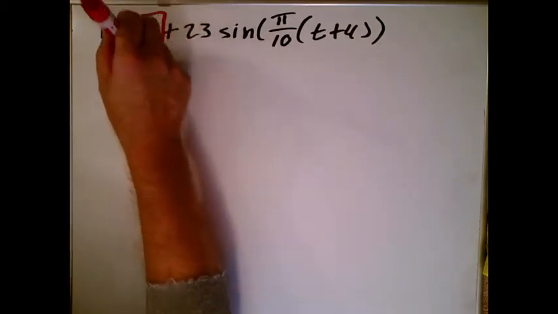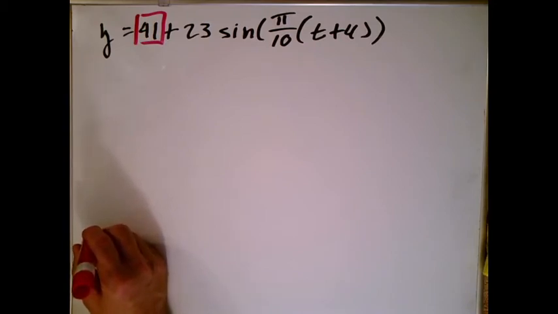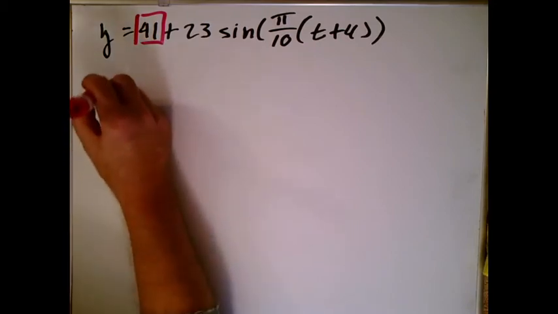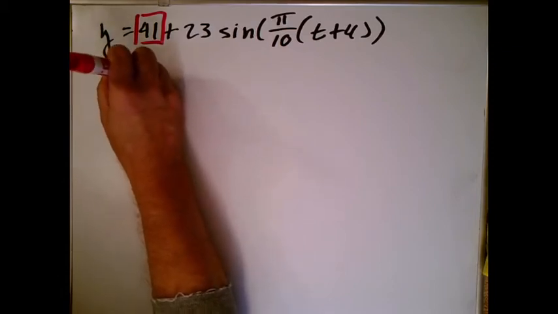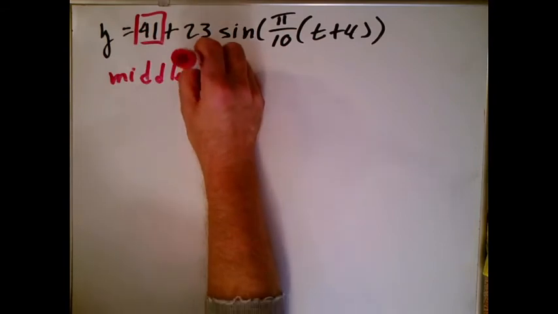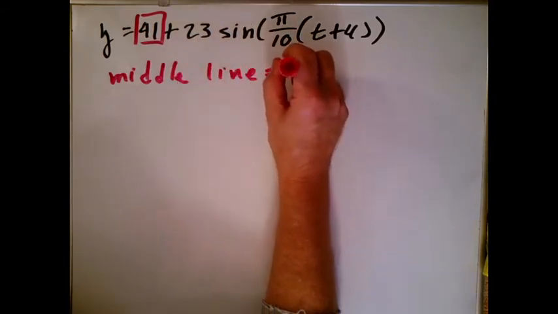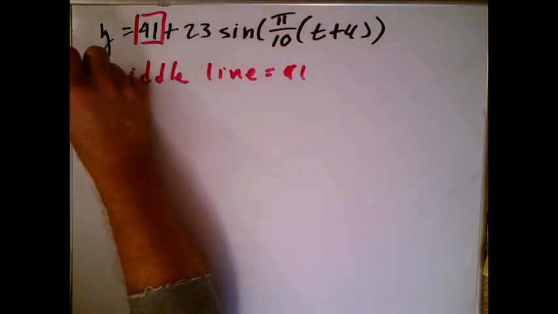Now for a normal function, we would say that's the vertical shift. But in a trig function, if you really want to know the vertical shift, you just have to remember that that's the height of the middle line. So I'm just going to write down middle line here. Middle line equals 41. That's the first thing.